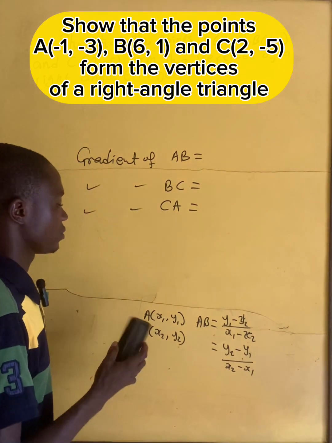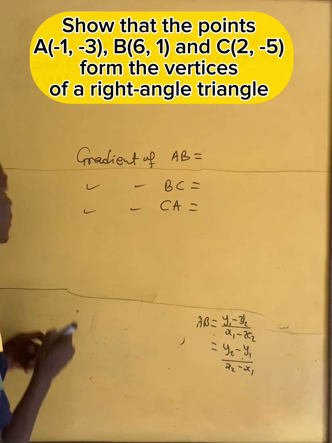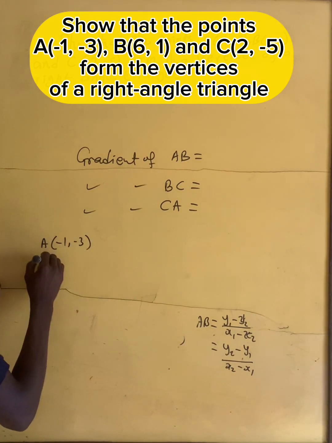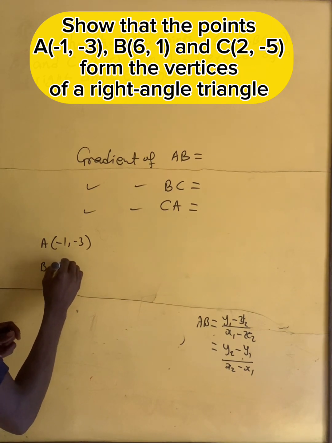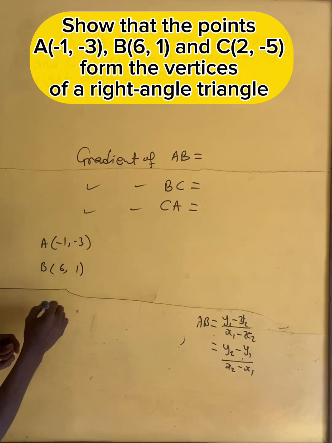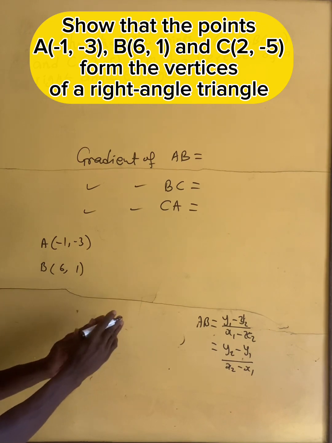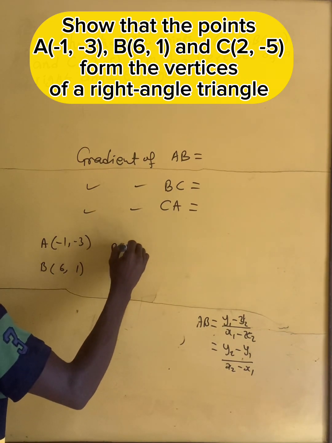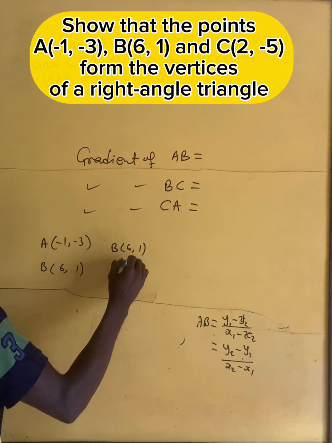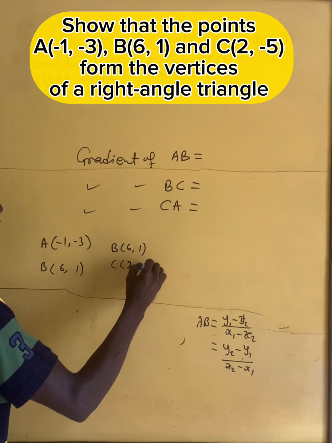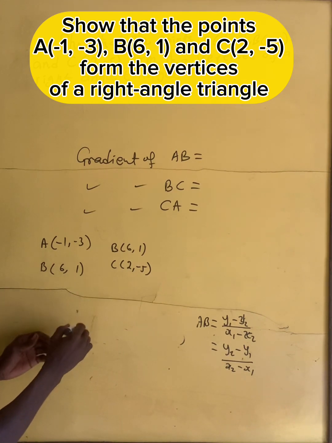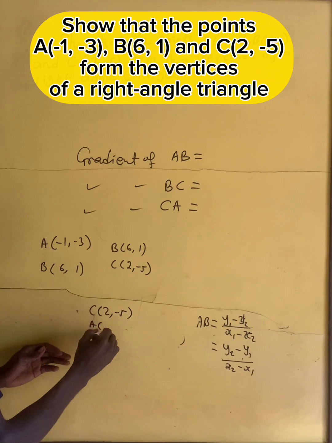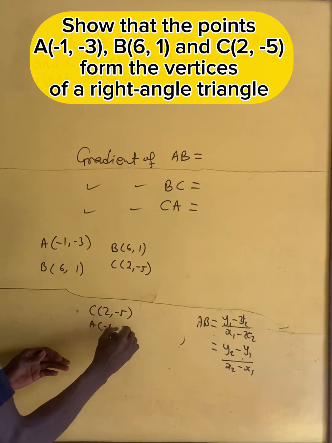Now, from what we have, A is (-1, -3), B is (6, 1). Okay, let's group them. We have AB. Then if you come to BC, we have B as (6, 1), C as (2, -5). If you come to AC or CA, we have C as (2, -5) and A as (-1, -3).